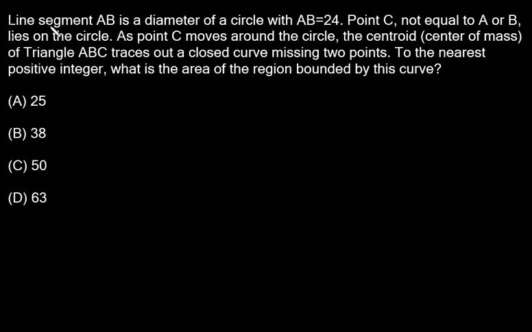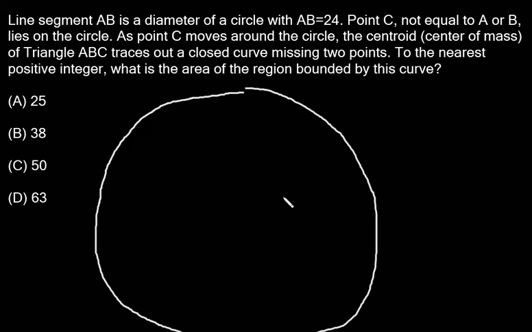It says, line segment AB is the diameter of a circle with AB equals 24. So let's draw that out. Whenever you see a geometry problem, you always want to draw stuff out. Let's draw a perfect circle here. Alright, that is close enough.